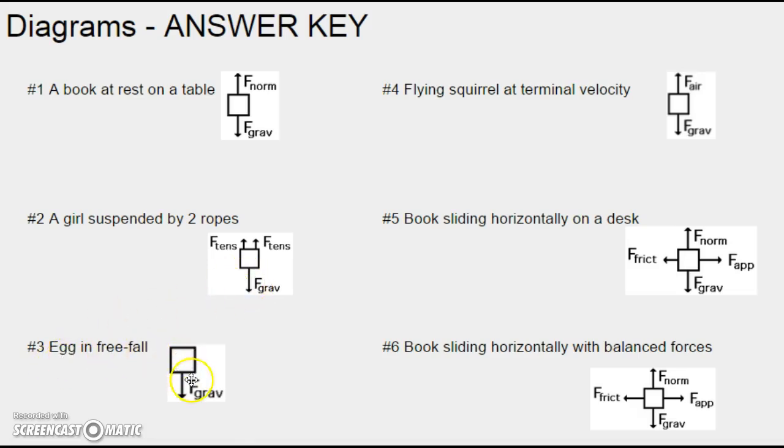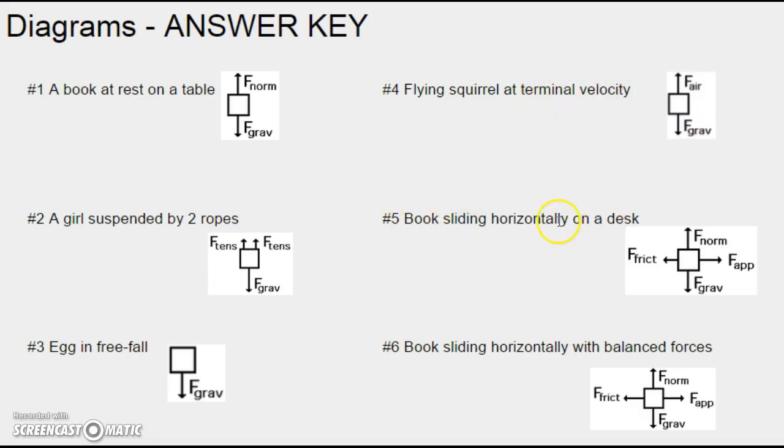Number 3, the egg in free fall. Anytime it's in free fall, you only have F of g acting downward. Number 4, the flying squirrel is at terminal velocity, and this is a term we're going to get into in this unit. Terminal velocity tells me that it's moving, but the net force acting on it is 0. That F of g downward is equal to the F of air resistance acting upward, so these are balanced. It is moving, but these are balanced. And we call this terminal velocity.